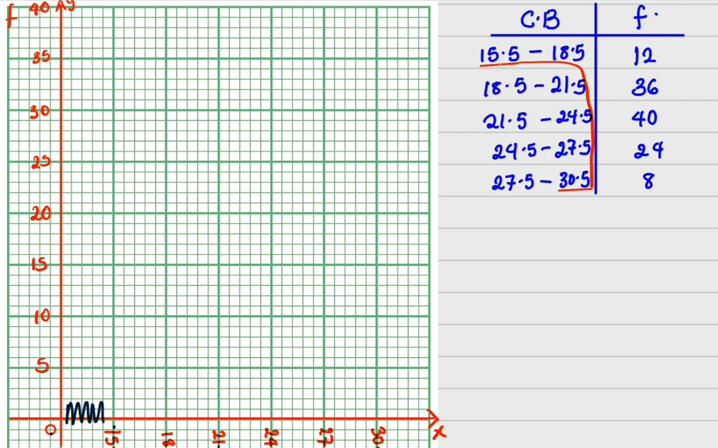Now the first, 15.5 to 18.5, is 12. You can see that my 12 is going to be, this is 10, this is 11, 12. So it's going to be around here. So I will now have my bar. This is my bar for that 15.5 to 18.5.